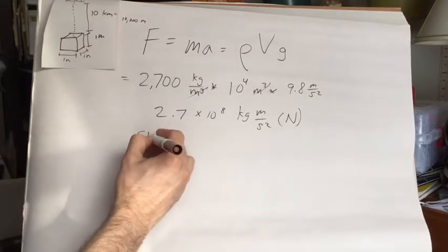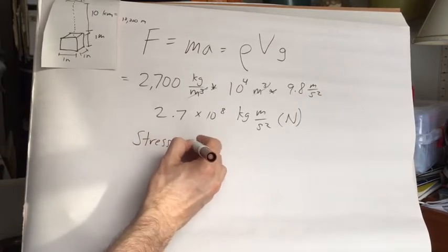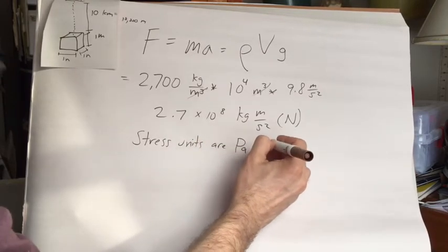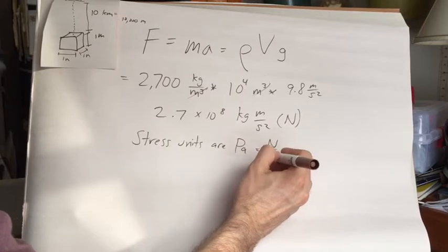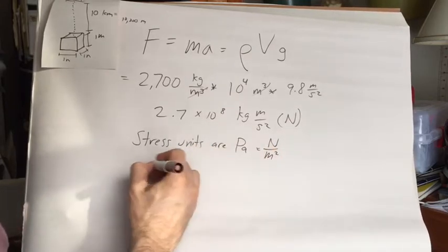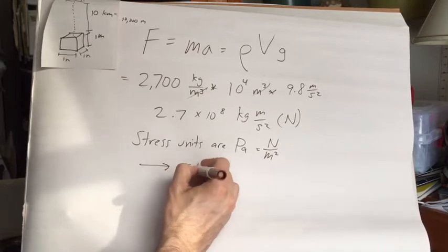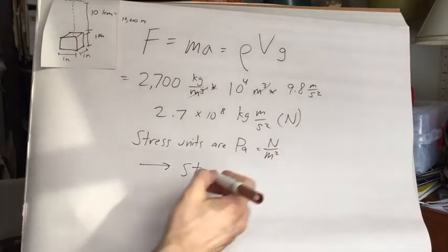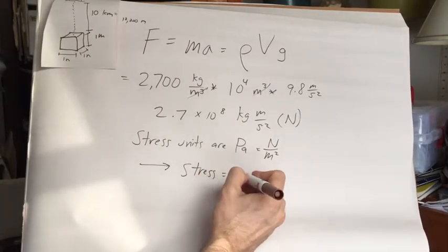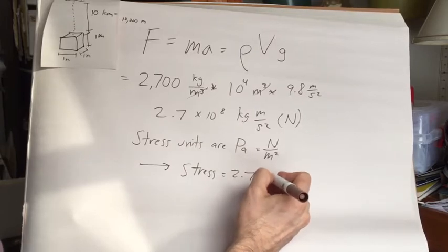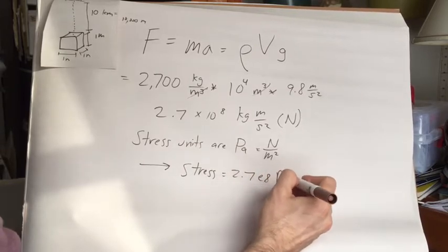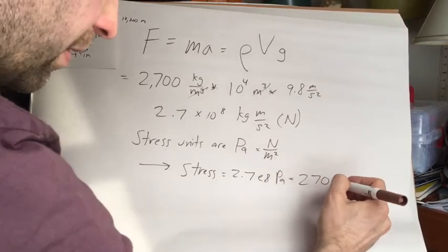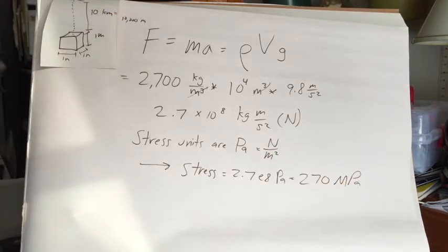And remembering that stress is force per area, the units for stress are Pascals, where a Pascal is a Newton per meter squared. So this leads to the stress that this rock feels buried 10 kilometers down: 2.7 times 10 to the 8th pascals, or much easier to talk about, megapascals, 270 megapascals.